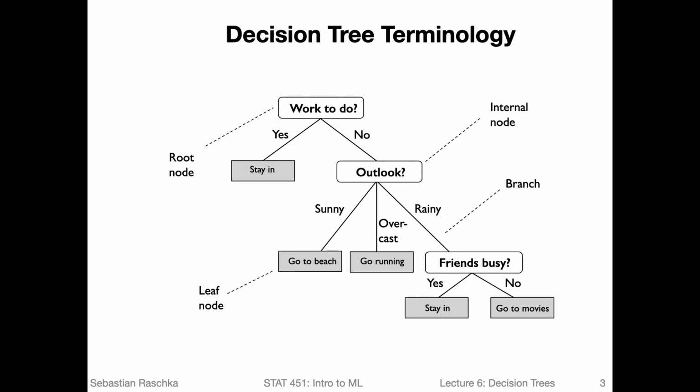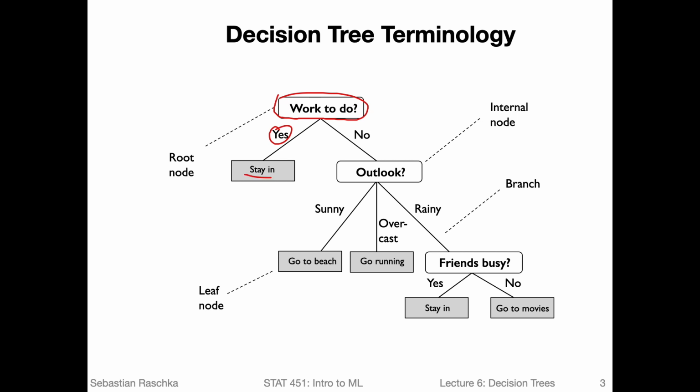So let's start with a very simple concept of a decision tree. This is not really a machine learning problem here. It's more like a problem that we may face in our everyday life. The question is basically what we should do at a given moment. For example, we may ask ourselves whether we have work to do. If we have work to do, we may have to stay inside and do the work.